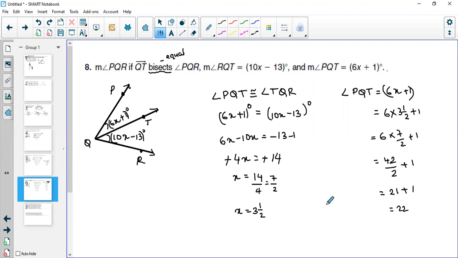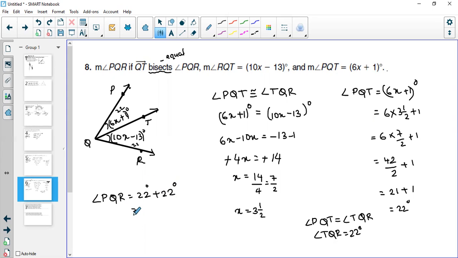So I could say angle PQT is also equal to angle TQR, right? Because of the bisector. Bisect means they both are equal. So then I could say angle TQR is equal to 22 degrees as well. Now that I have 22 each, this angle is 22 and this angle is also 22, so I can find angle PQR. Now angle PQR is going to be equal to 22 plus 22, which is going to be equal to 44 degrees.